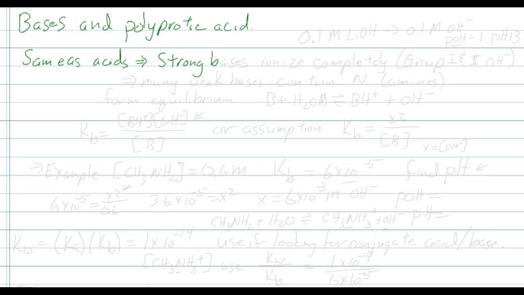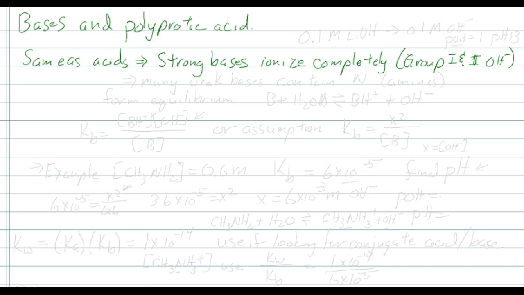Strong bases ionize completely. And the strong bases, remember, are group 1 and 2 hydroxides. Lithium hydroxide, calcium hydroxide, magnesium hydroxide. There's some debate on some of the group 2 hydroxides like magnesium and calcium. They're kind of iffy, but we gotta draw a line someplace, and that's what we're going to do.